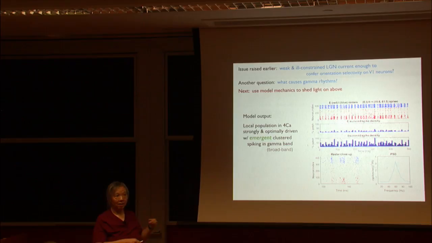And this is the power spectral density. It's broadband. Ours goes from about 40 to 80, peaking at 60, which is inside the gamma range. It's emergent, totally emergent. The neurons are not constructed to do any of this, and they are certainly not told at what time to do this. This is strongly driven.